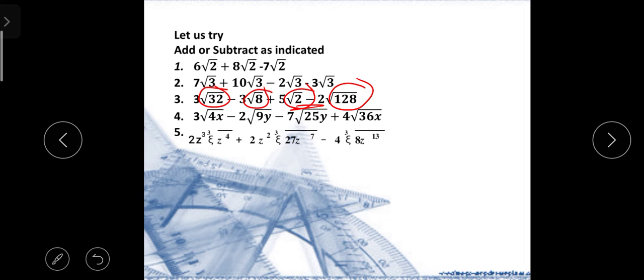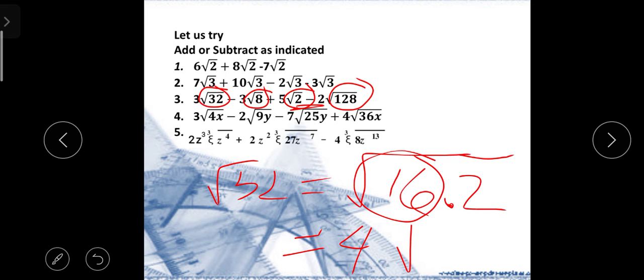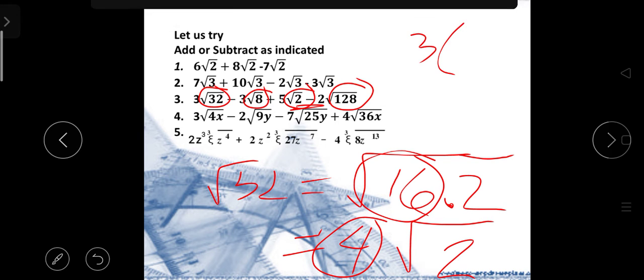Okay? Halimbawa, square root of 32. Yung 32 ay, ang factor niya is 16 and 2. Okay? Si 16 ay perfect square, di ba? 4. So, pwede natin siyang ilabas. So, si 4 mapupunta na sa labas. Ang matitira sa loob ng square root ay si 2. So, etong 4 na to, isusulat natin siya as 3 times 4.